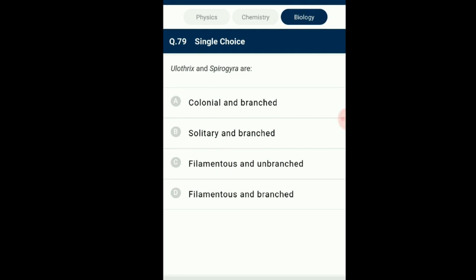They are generally found in freshwater regions and are named so due to their spiral form of chloroplast. Both of these groups of organisms form filaments of chains of cells and are unbranched. Both show reproduction by fragmentation. So the answer for this question is option C. The plant body is filamentous and unbranched.